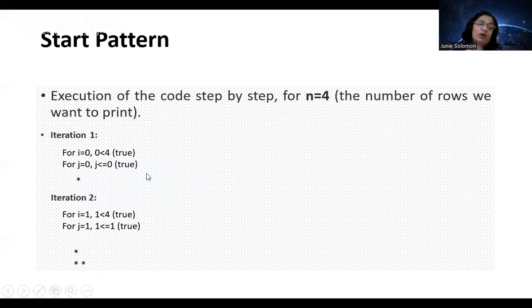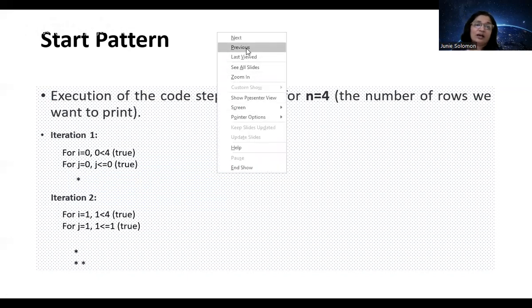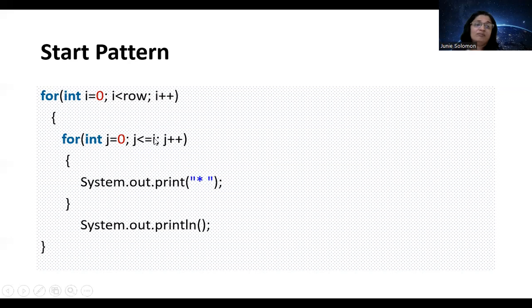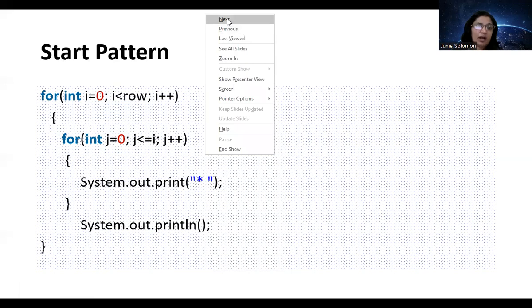Right? Only one time. Then next, j will increment, but our condition is false. So it will go out. And then again, i is incremented here. i is incremented to 1. Then again i starts with 1.